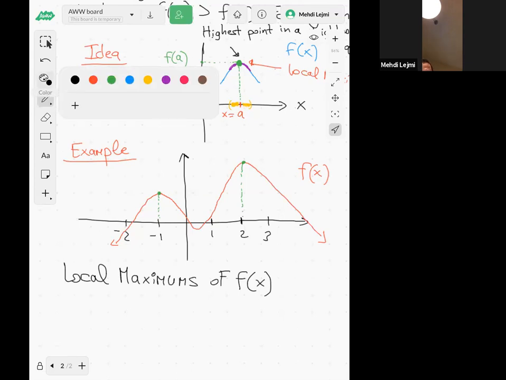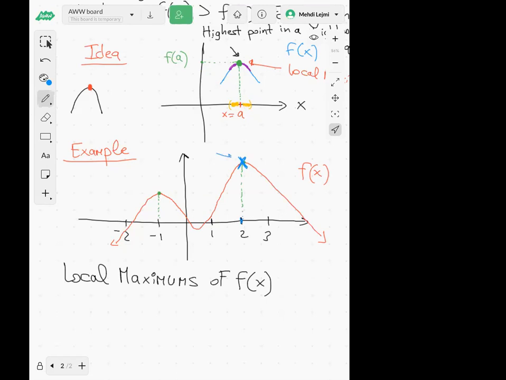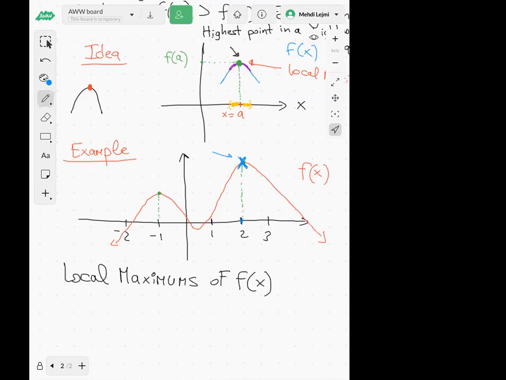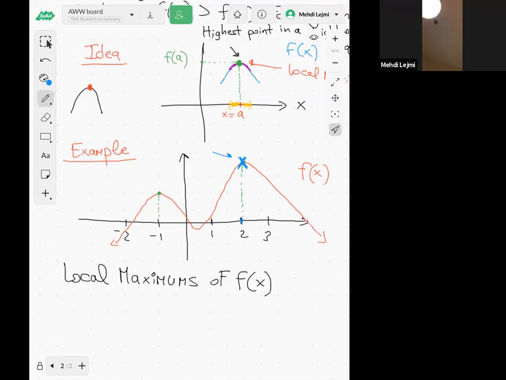So first you have the highest point of the graph, of course, which would be this one, right? This point here would be the highest point of the graph. So obviously it's a local maximum because it's the highest one. Actually, it's not just a local maximum, it's a global maximum because it's the highest point in the whole graph, right? So this point here is a local maximum, but it's actually better than a local maximum.